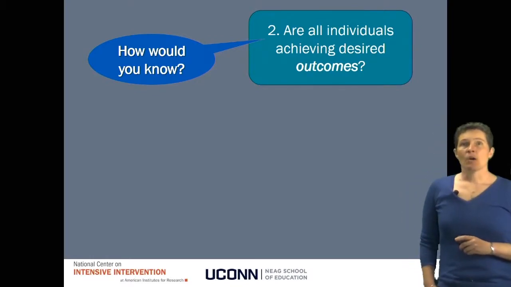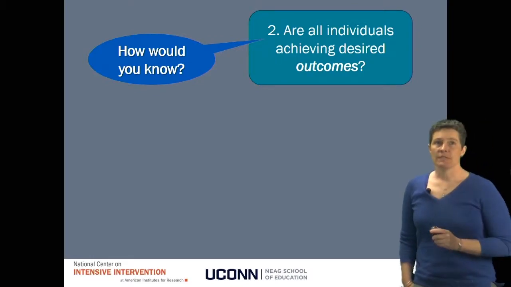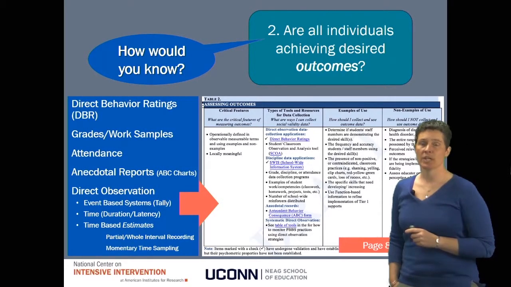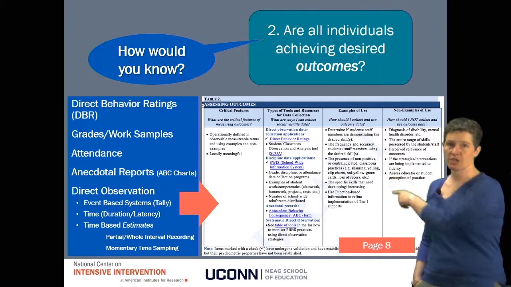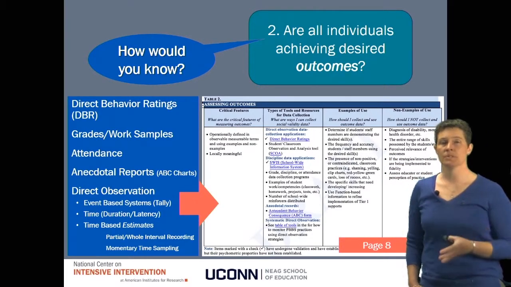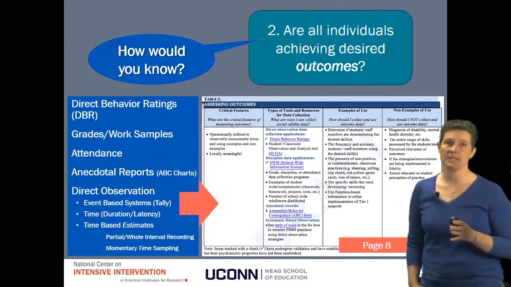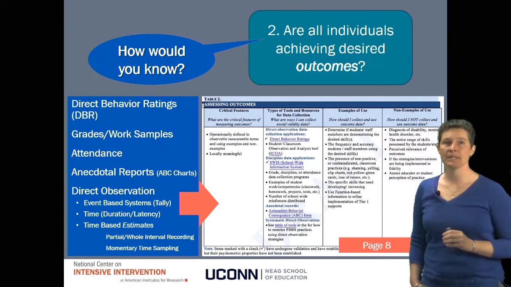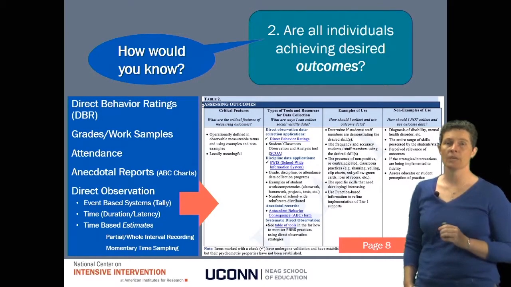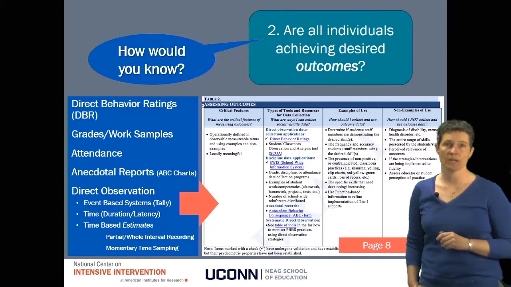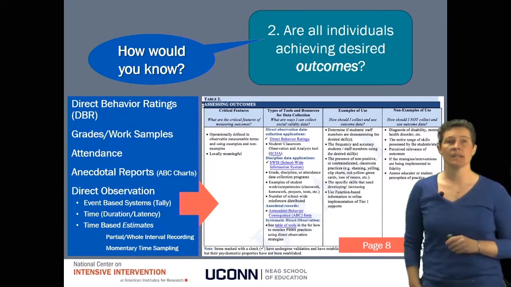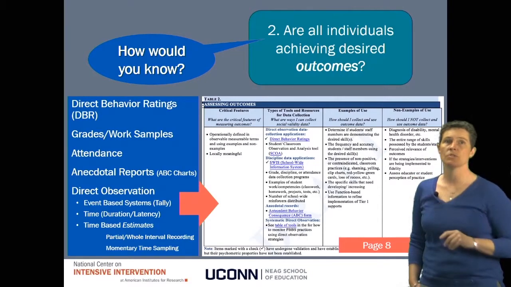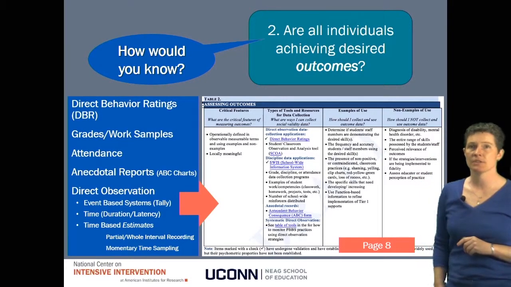If we think about how we would know if all kids are achieving desired outcomes, you'll recall that in Module 3, we talked about ways of doing direct observation. We talked about event-based tally systems, time systems, and time-based estimates. There are a number of other things that we have available to us pretty easily in schools that will help us understand whether things are getting better or worse for kids as well. The page 8 in that data guide that we mentioned provides a table with direct links to a lot of these tools, so you can go there to find all of these different things.